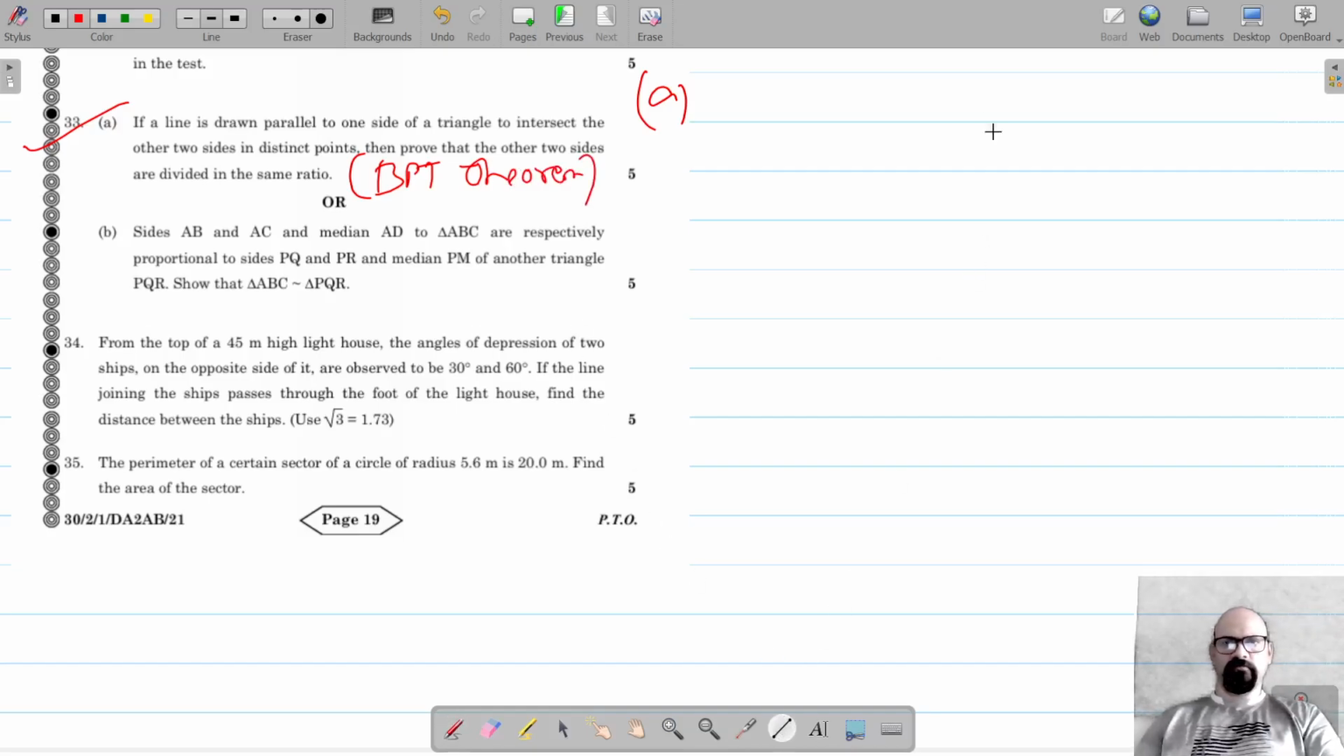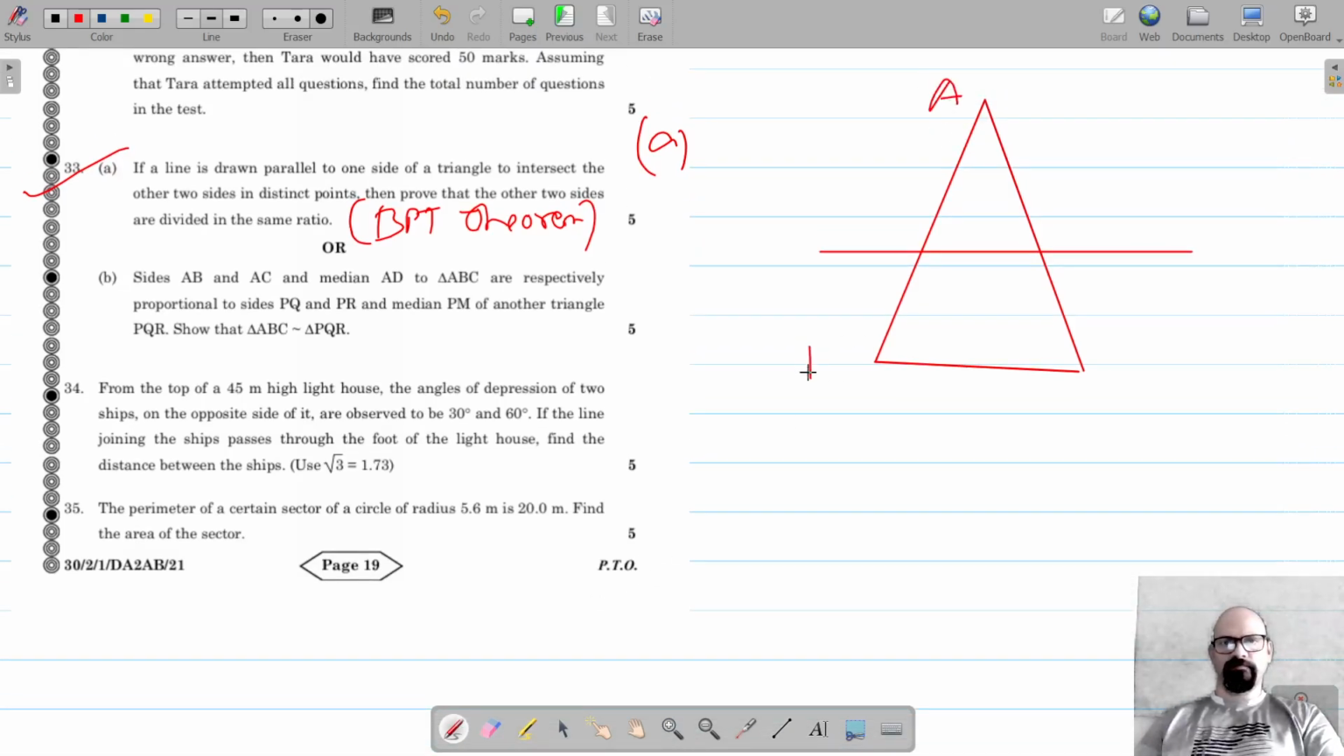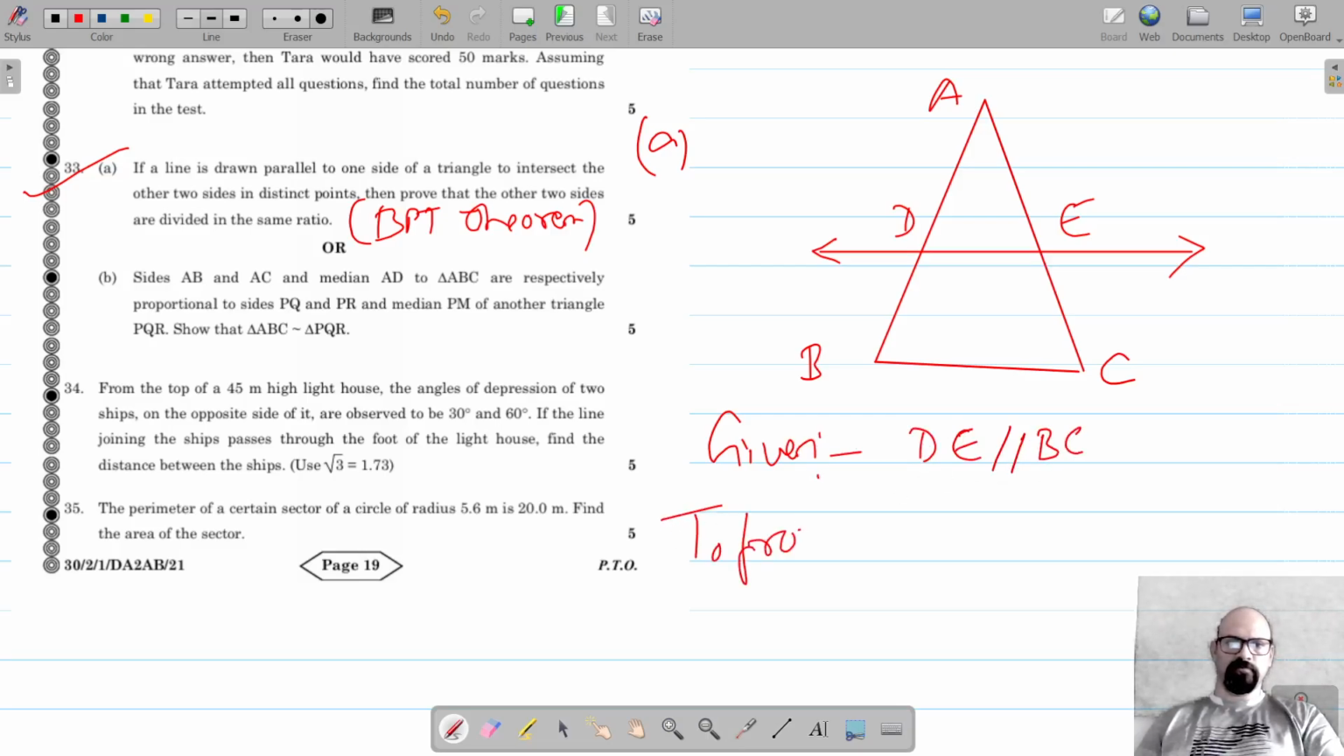So let's try to prove this, and for this let's draw a triangle, and a line is drawn parallel to the third side. So it has the vertices A, B, and C. And this is the line which is parallel to BC. So what is given to us is that DE is parallel to BC, and we have to prove that it divides the two sides in the same ratio, that is AD by DB should be equal to AE by EC.